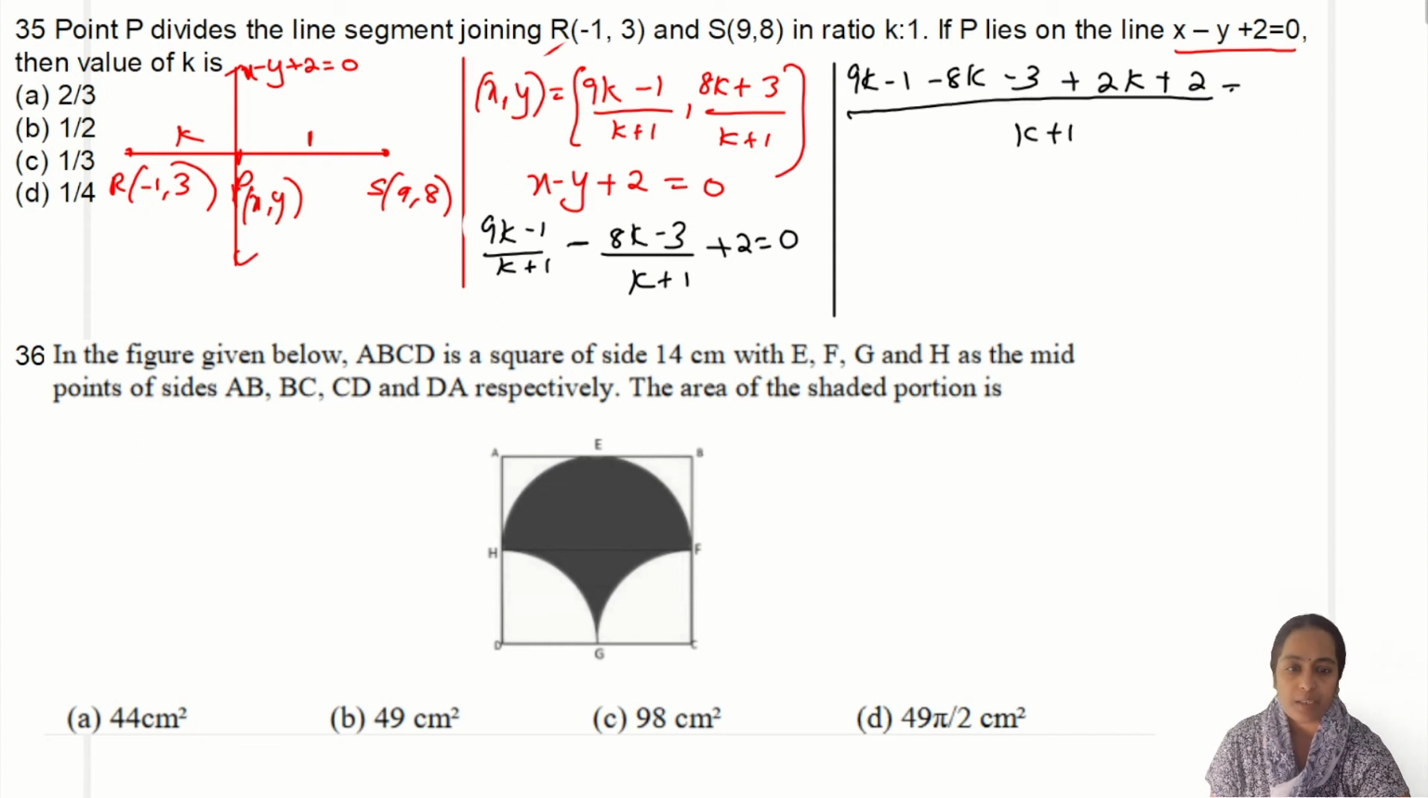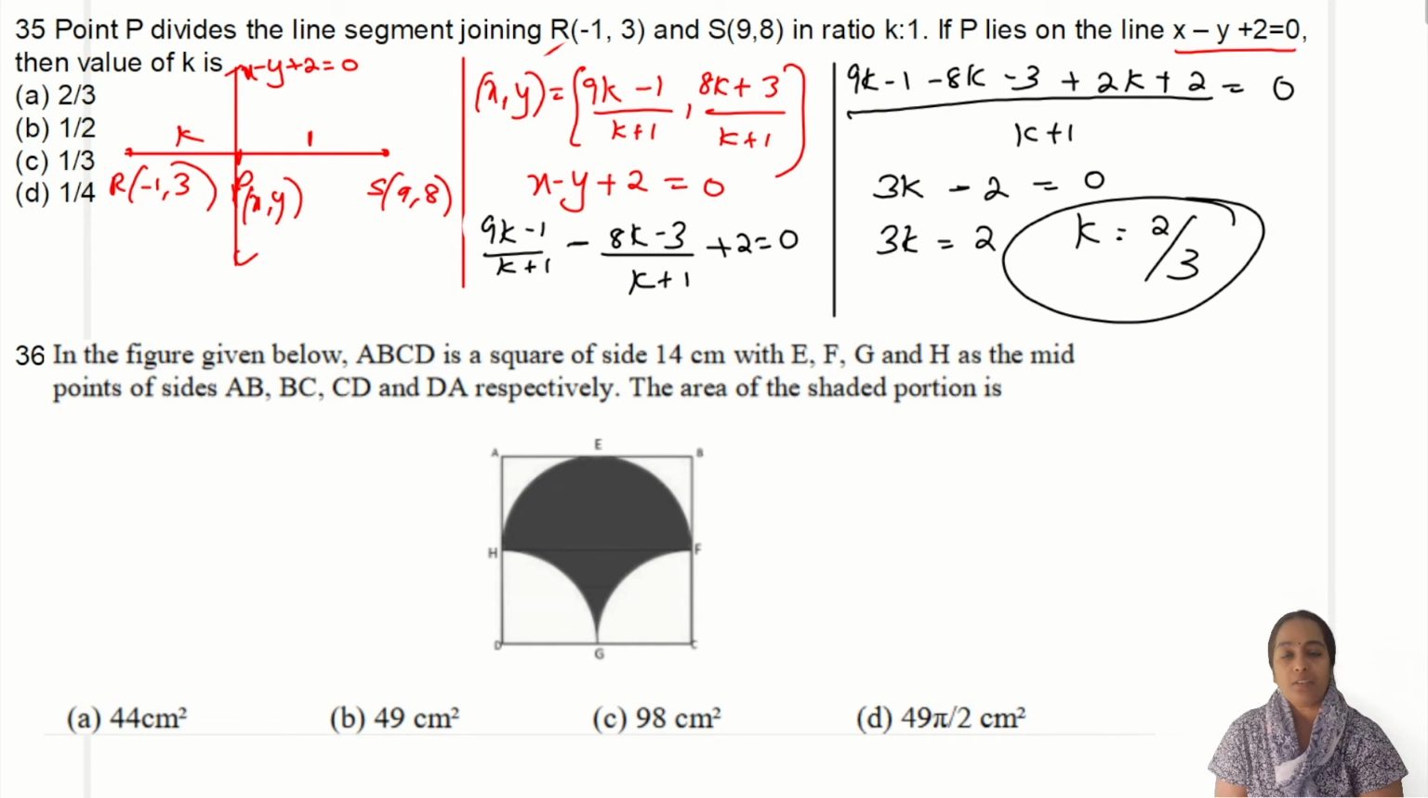So 9k minus 8k is 1k. 1k plus 2k will be 3k. Minus 1 minus 3 is minus 4. So minus 4 plus 2 is going to be minus 2 equals 0. So 3k will be 2. K is going to be 2 by 3. 3k equals 2. The value of k is 2 by 3.